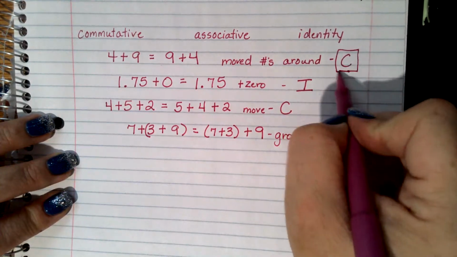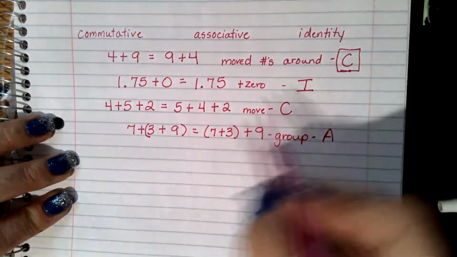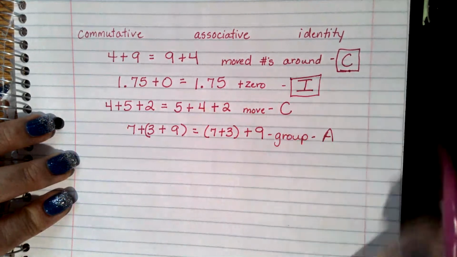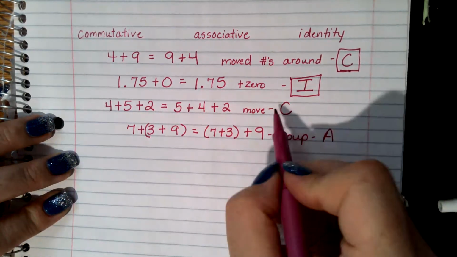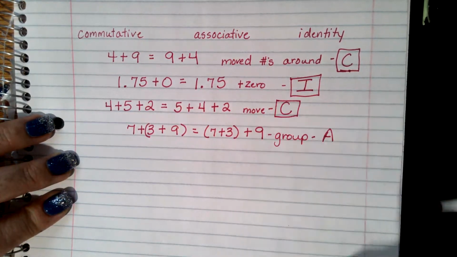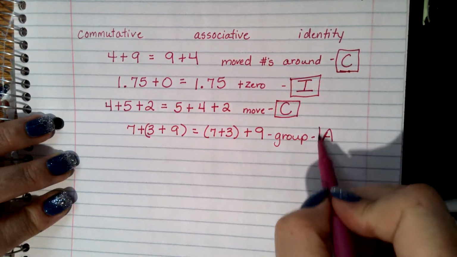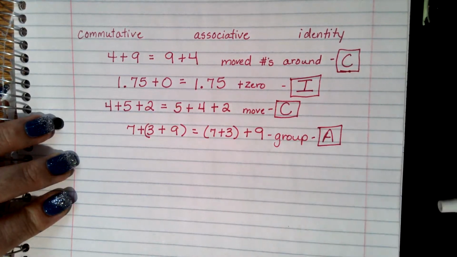So we have the commutative property, where we moved numbers around. We have the identity property, where we added 0. Commutative, where we moved numbers around. And associative, where we changed the groupings.